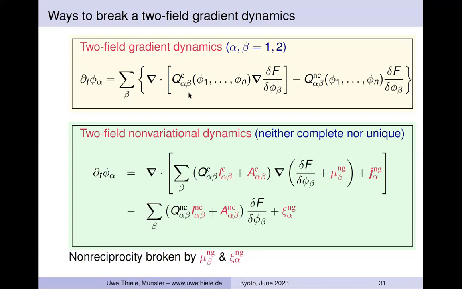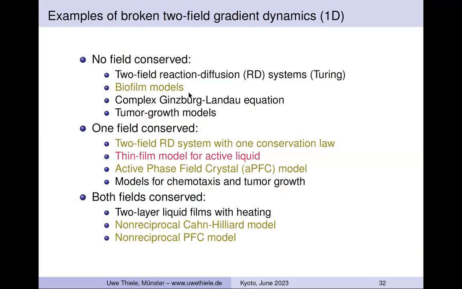I mean, my linear algebra was too weak to come to a unique way of writing a broken gradient structure there. And now people do this in many models. So I sorted examples here by how many fields are conserved. If no field is conserved, and I just do it for 2-field models, for instance, any 2-field reaction diffusion system that is normally studied is an example, right?